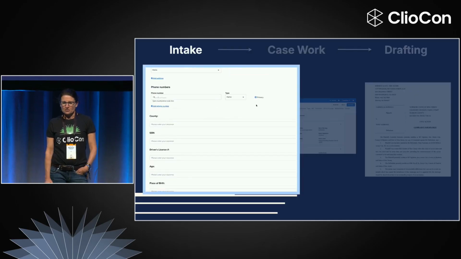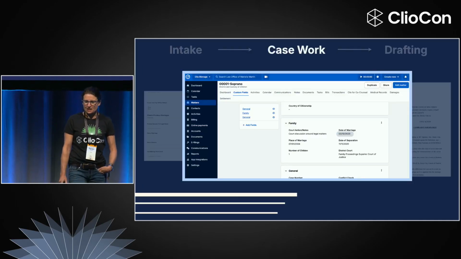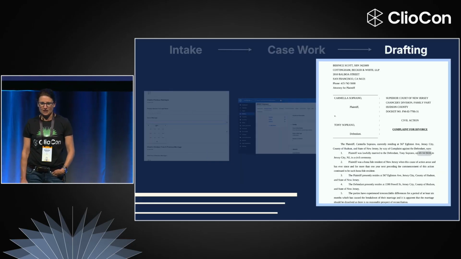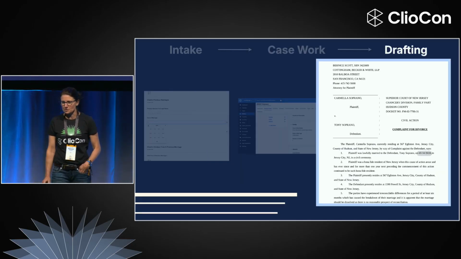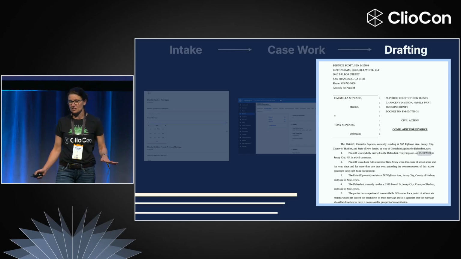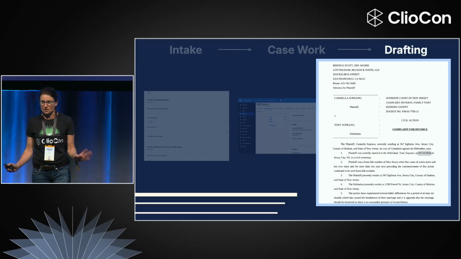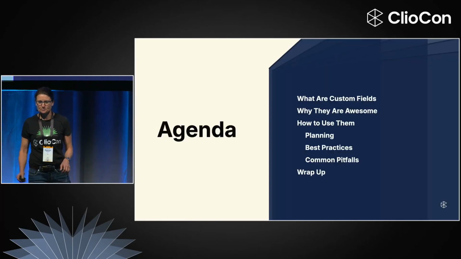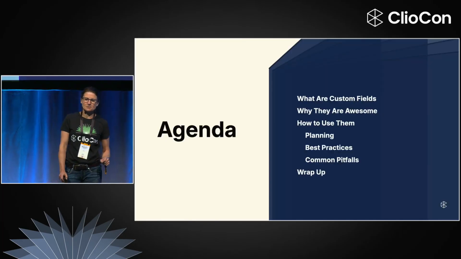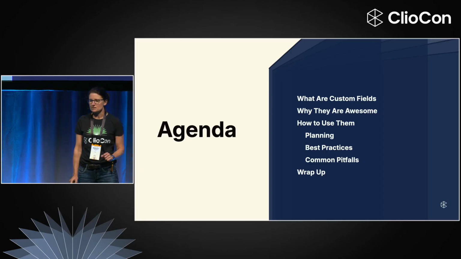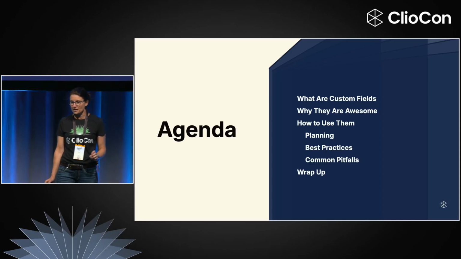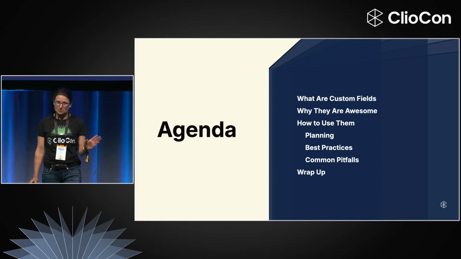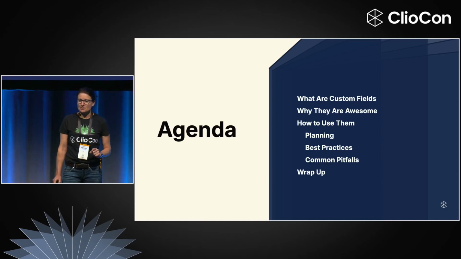Did you know that you can perform routine intake, keep key client and matter data at hand, and use it to automatically generate documents without having to enter any of the data yourself? Because with Clio, that is possible, and that's what we're here to talk about today. This best kept secret is called custom fields, and I'm going to show you what they are, why they're awesome, and how to use them. I'm mostly focusing on how to use them.